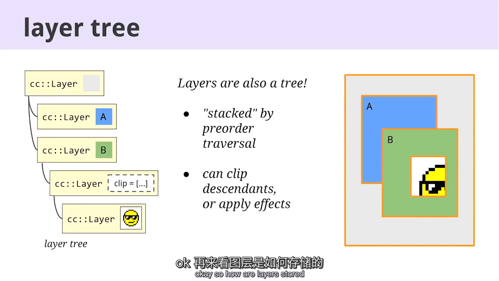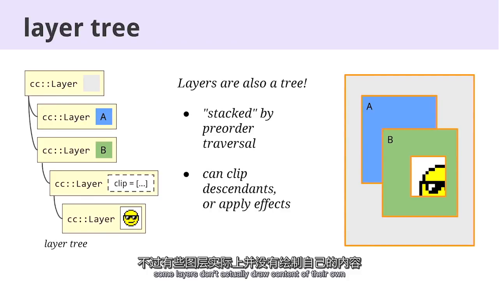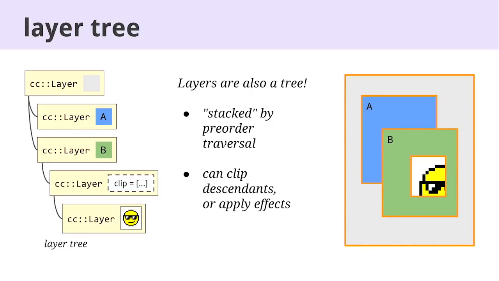Okay, so how are layers stored? Layers are, big surprise, also a tree. And the structure of the tree determines how the layers stack and apply effects. Some layers don't actually draw content of their own, but they exist to apply clipping or other effects like opacity or reflection to their descendant layers.